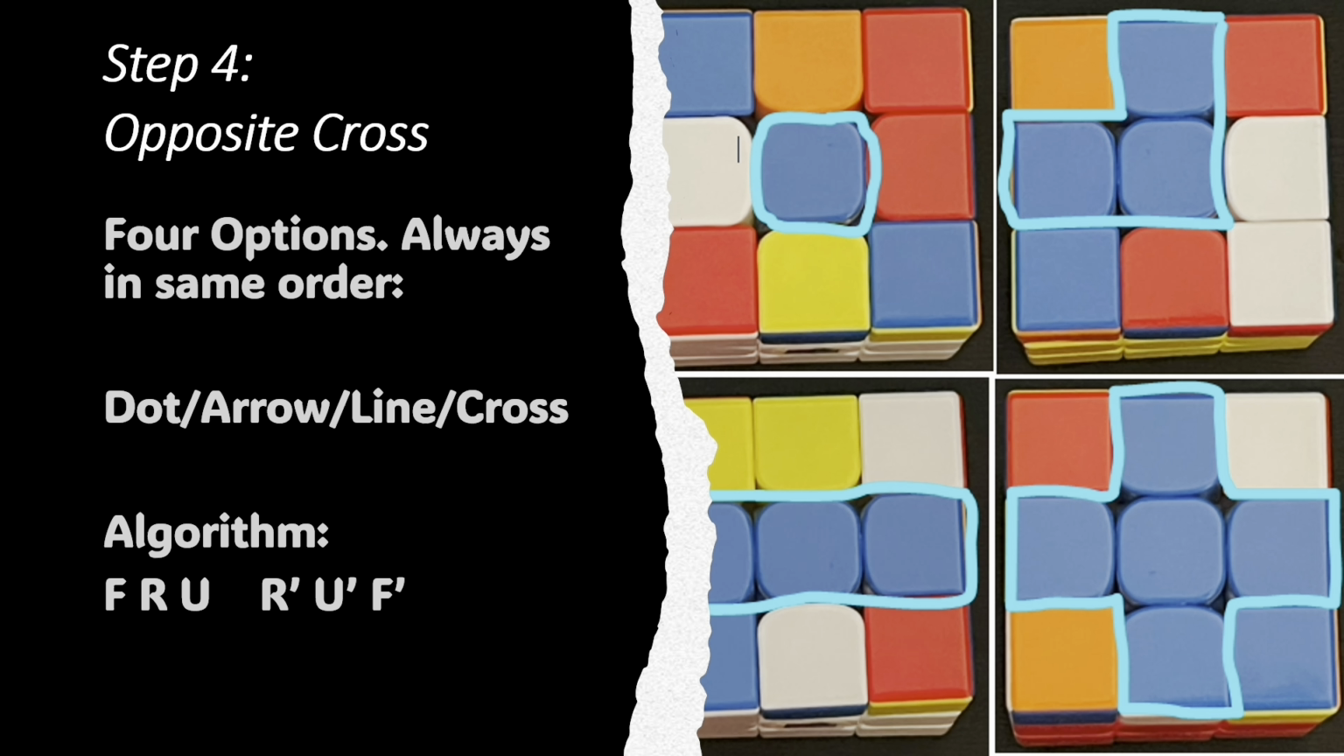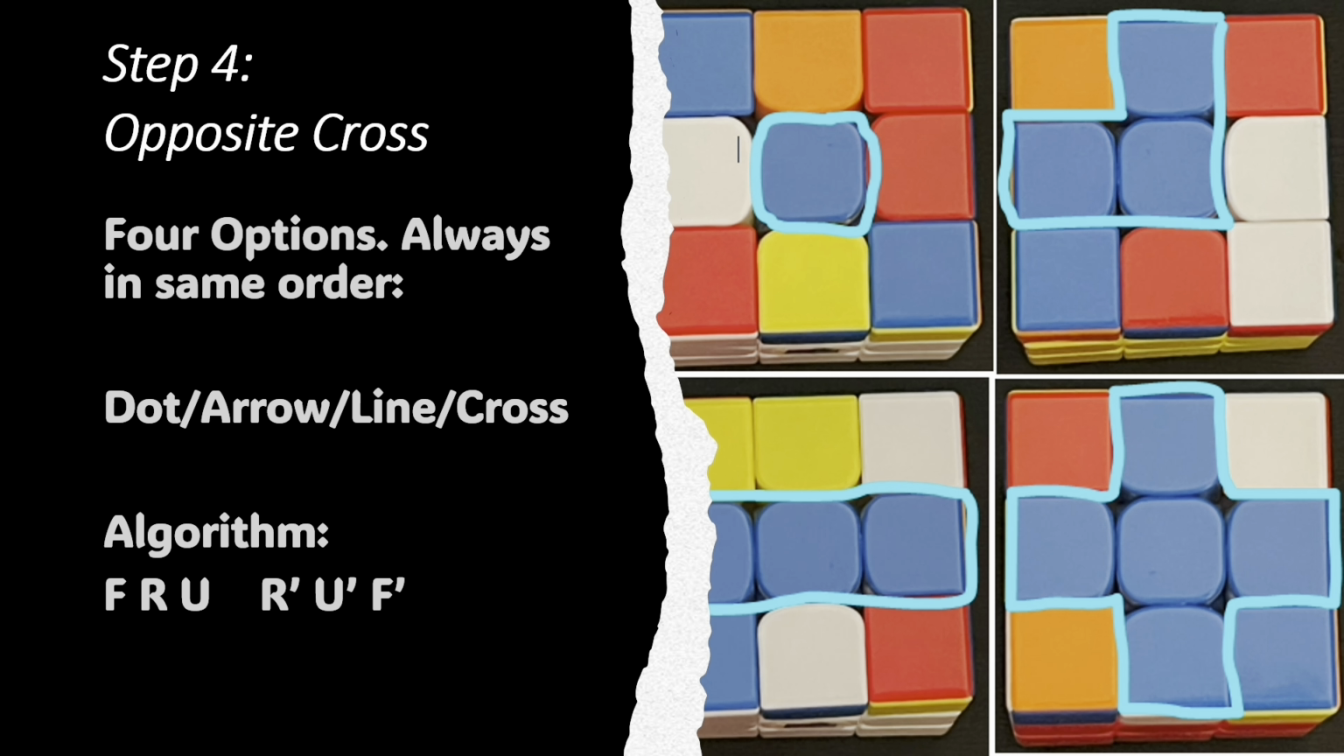Now that we've done that algorithm, we have a blue arrow. We're going to hold the blue arrow so it's situated pointing to the back and to the left. And we're going to do the algorithm again. F, R, U, R prime, U prime, F prime.